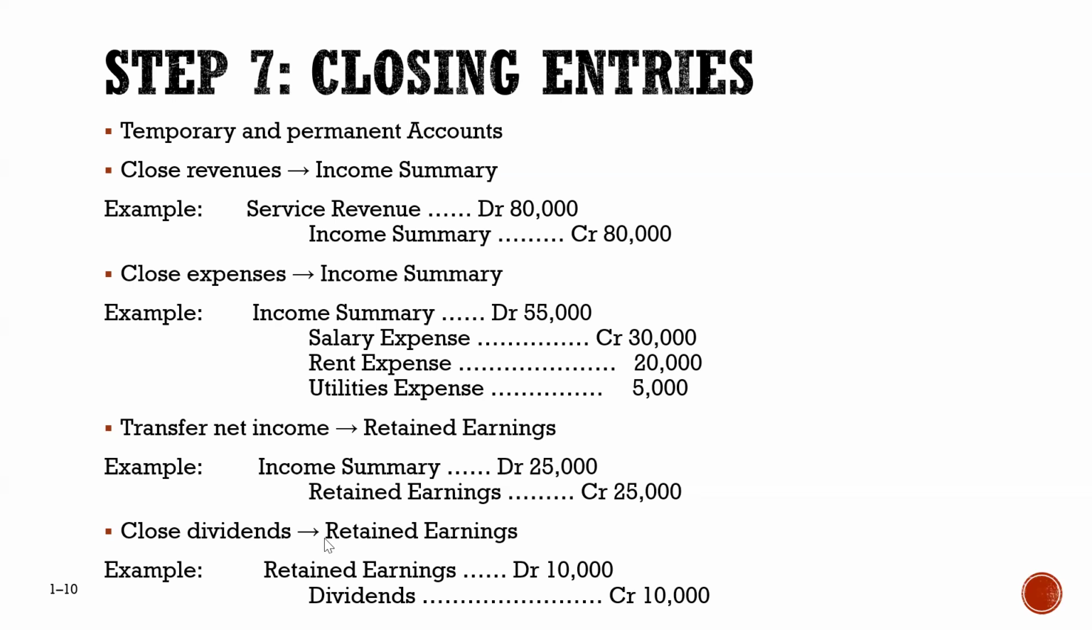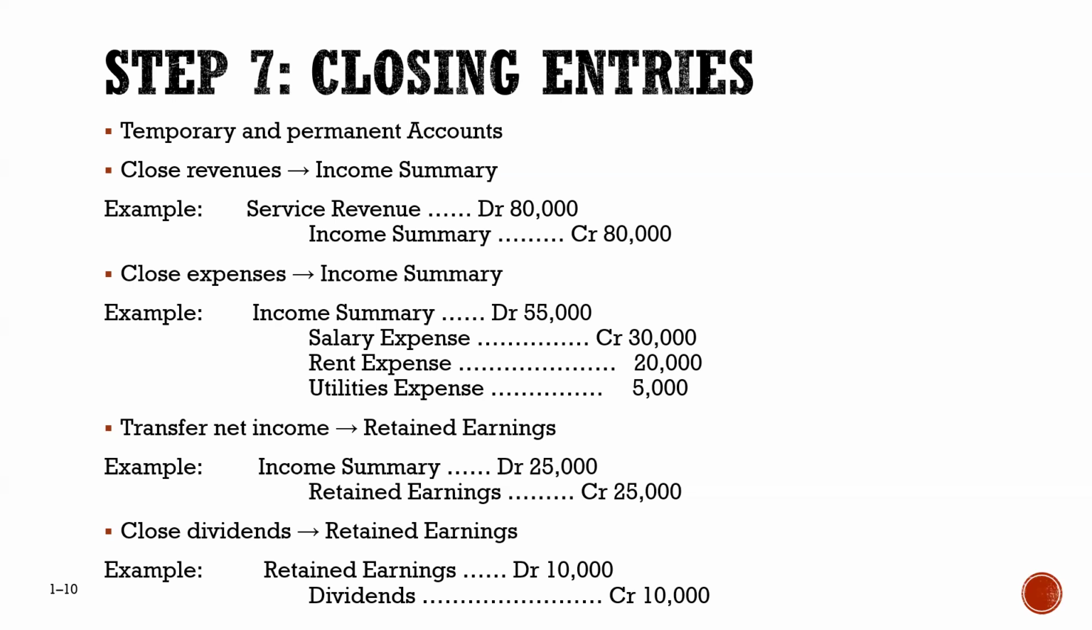Finally, we close the dividend account. Dividends are not considered an expense, so they do not go into the income summary account. These are simply distributions to owners. Therefore, they are closed directly to retained earnings. Closing dividends reduces retained earnings because the company is distributing part of its earnings. For example, if dividends declared were 10,000 rupees, the closing entry is: retained earnings is debited with 10,000 and dividends is credited with 10,000 rupees. Now the dividend account also becomes zero.